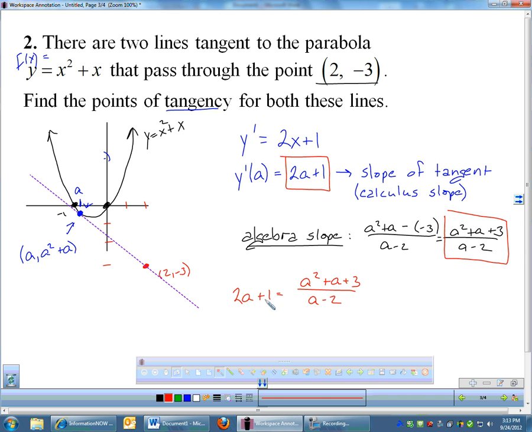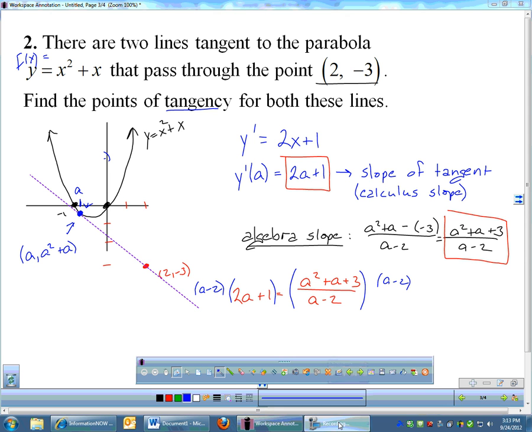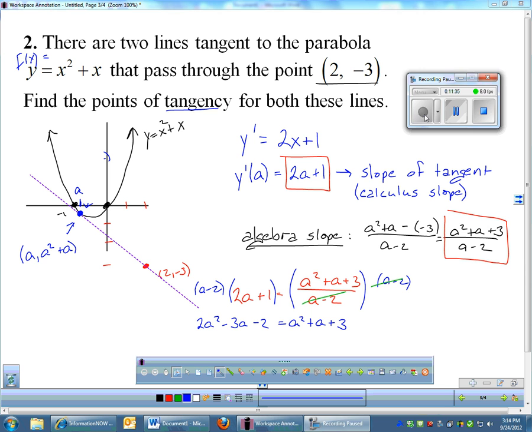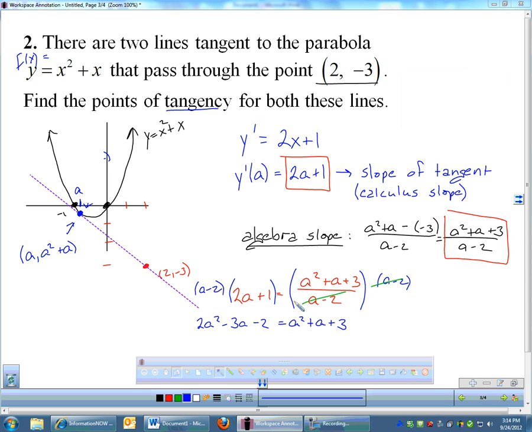We set the calculus slope, 2A plus 1, equal to the algebra slope, which is changing y over changing x. And now we go into solving the equation. I don't like fractions, so I'm going to multiply both sides by A minus 2. And we will FOIL on the left side. I'm going to pause while I FOIL. All right, so I FOILed the left side. I canceled on the right side. And finish solving this equation.